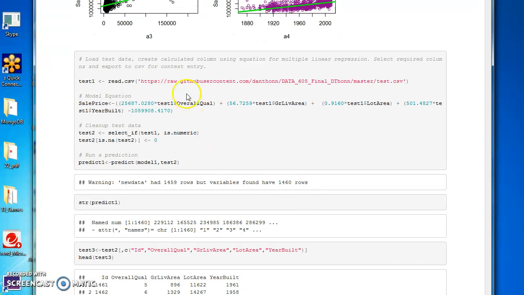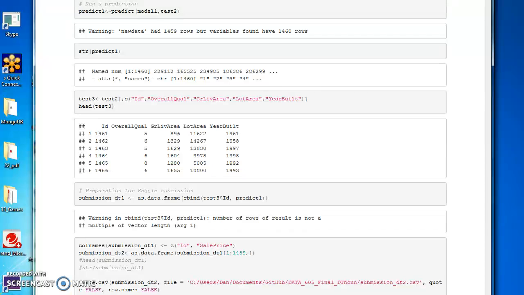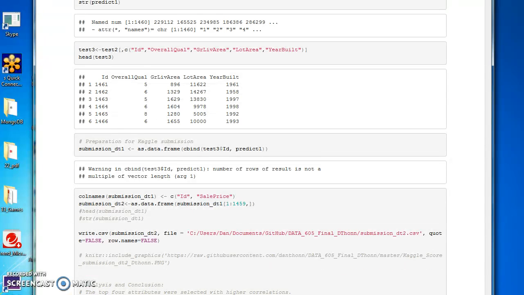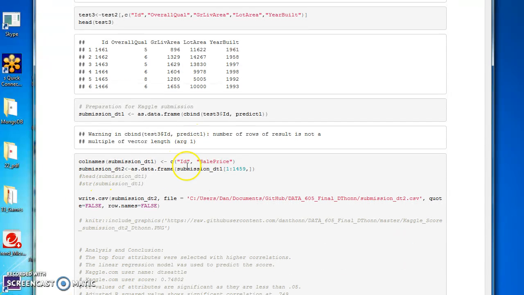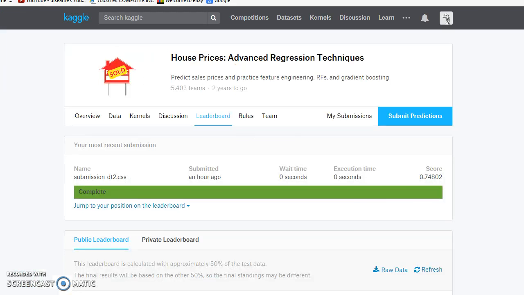And then I loaded that data from GitHub, the test data, and then here's the equation from that summary above, showing all those attributes, the intercept, and the coefficients of the attributes. I cleaned up the test data, ran a prediction on that, and it put some columns on there. I prepared a submission for Kaggle, put some labels on there, and then I wrote it out and submitted to Kaggle. So in Kaggle it looks like this.